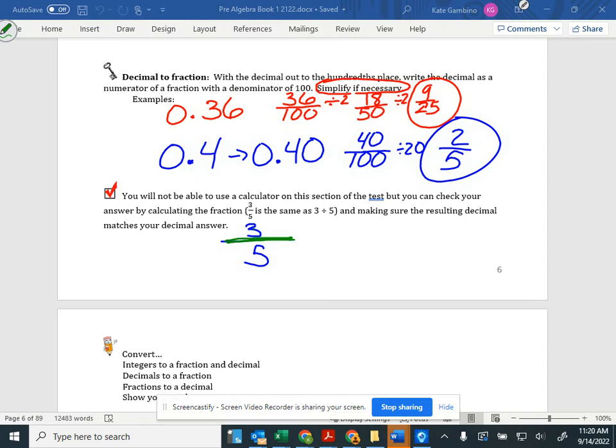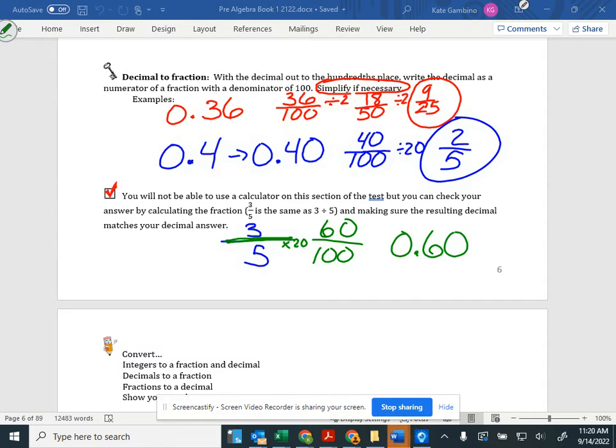Because if we work through it and we want to put it to 100, so that's times 20. 3 times 20 is 60. So that would be 60 hundredths. If you use your calculator and you said 3 divided by 5, you would get 0.6. That's how you can check, am I doing my math correctly?